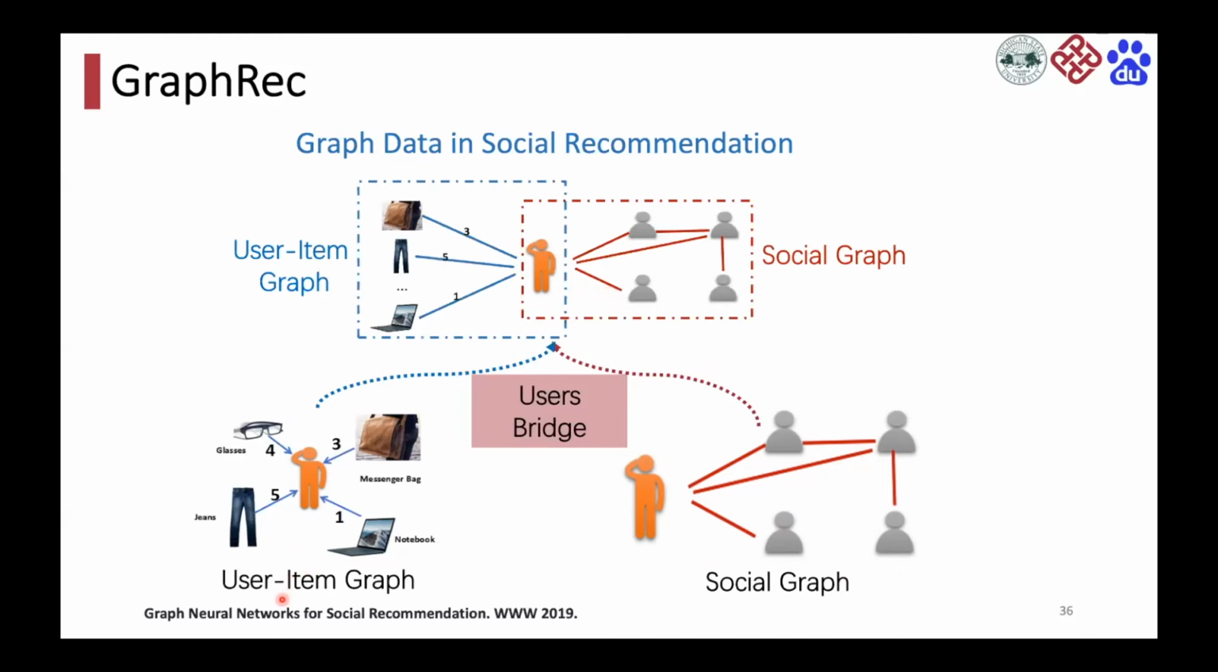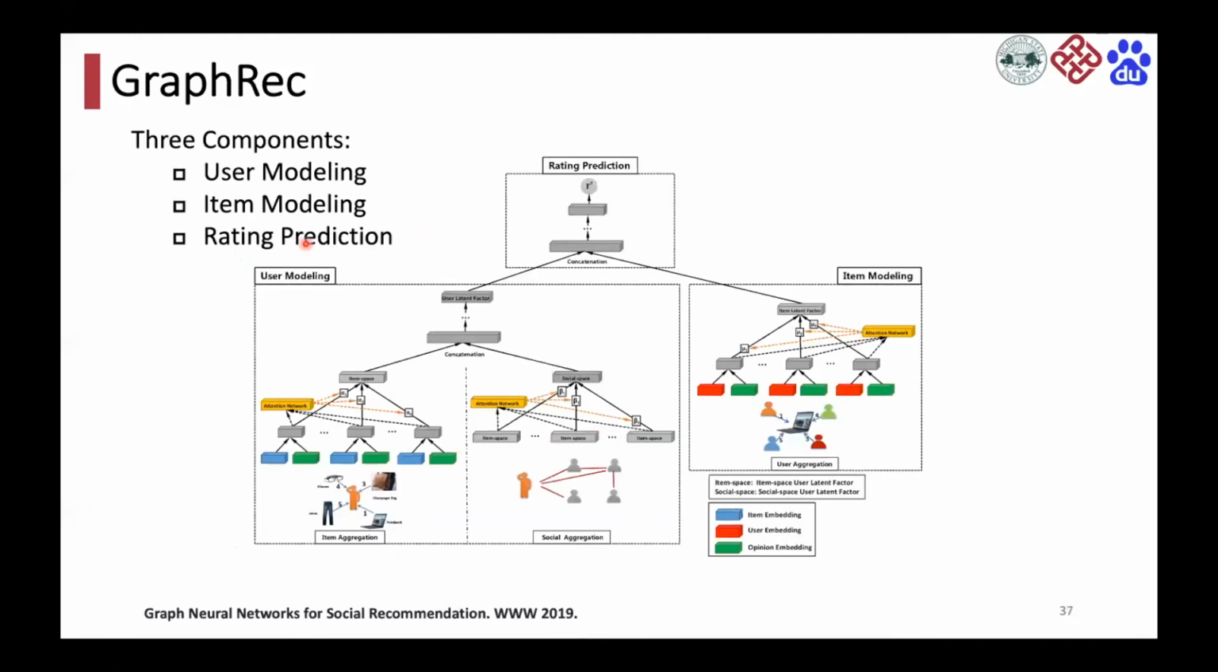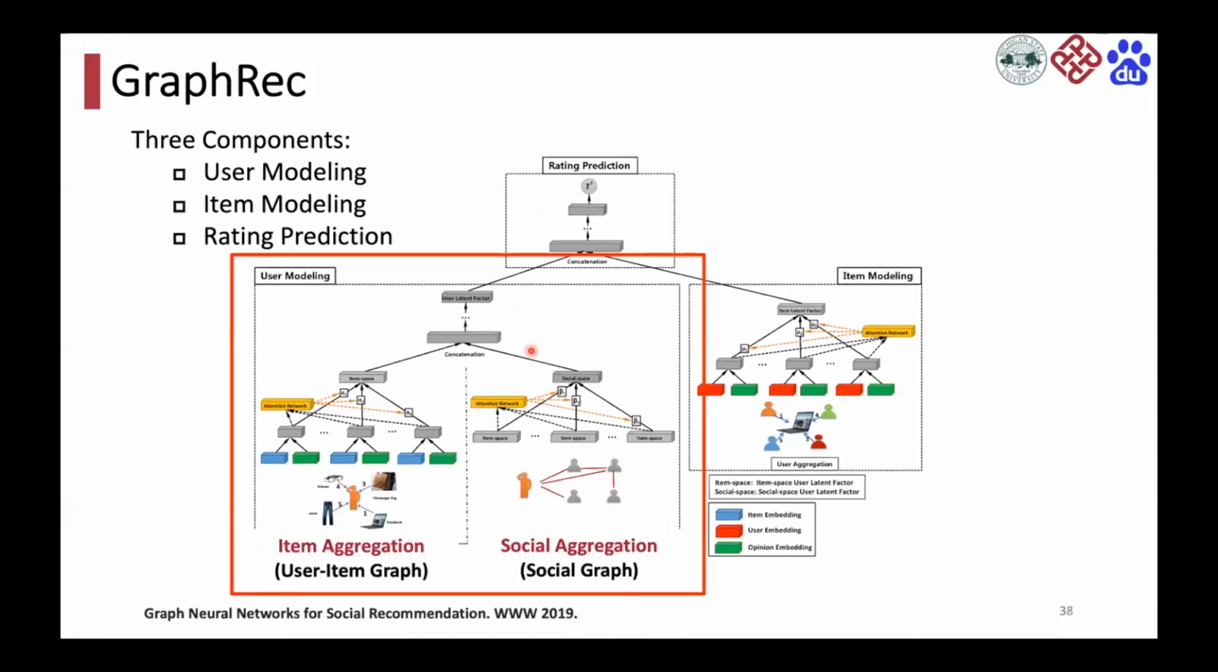In this slide, we're going to introduce the GraphRec model, which was proposed in WWW 2019. This is one of the most representative GNN-based recommender systems. Basically, GraphRec consists of three main components: user modeling, item modeling, and rating prediction. The user modeling aims to learn the user representation, and the item modeling is used to learn the representations of the items. In particular, here we focus on the user modeling part.